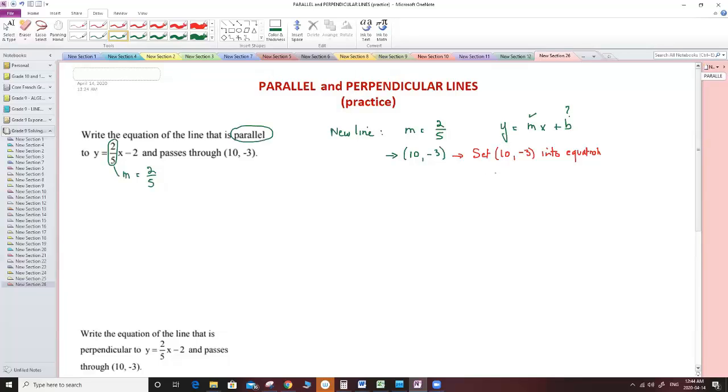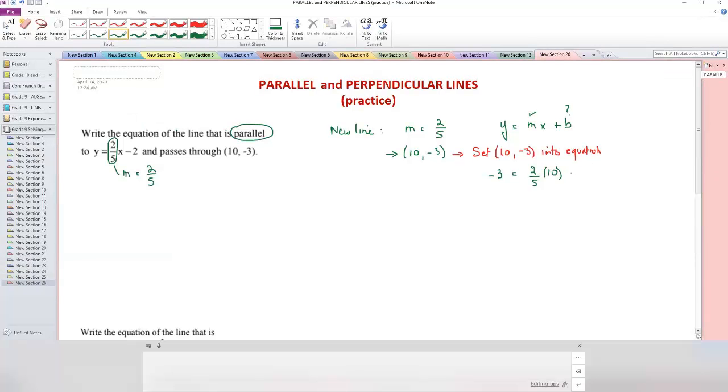I'm going to replace y by -3, equals, the m I know is 2/5. It's exactly the same as this line because they are parallel, so they have the same slope. Times x plus b. Actually, it's not x; I have to use x from the point, so I don't forget this. Instead of x, it will be 10, plus b, and b is unknown.